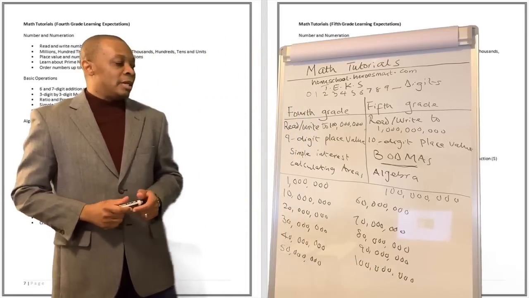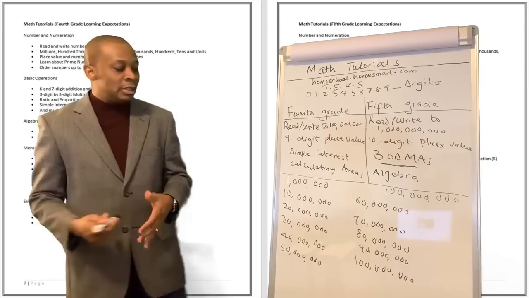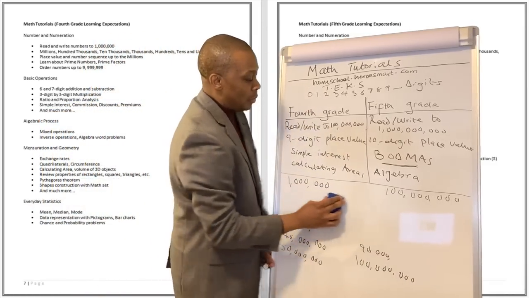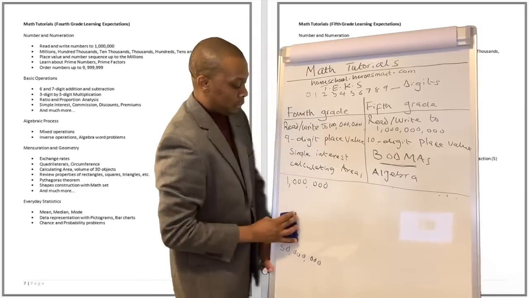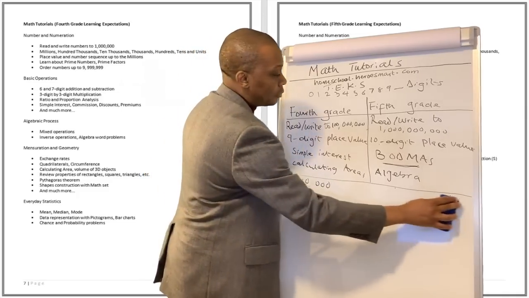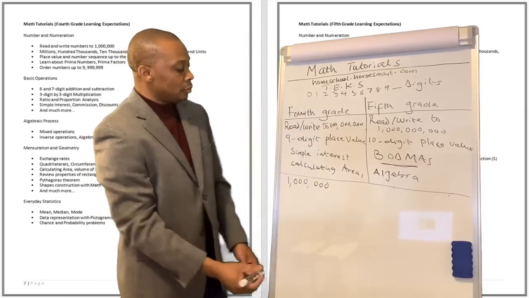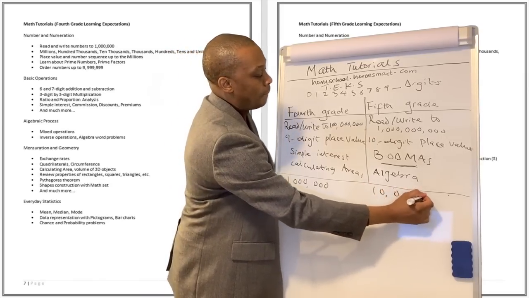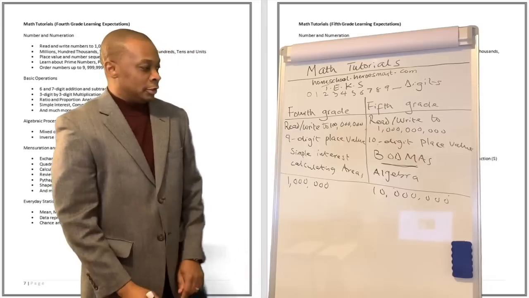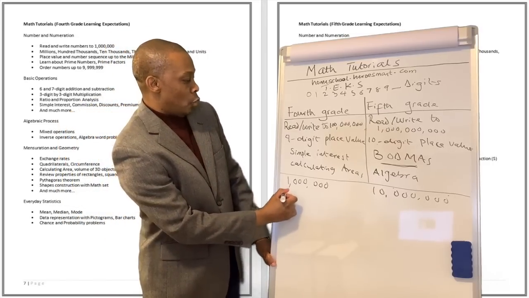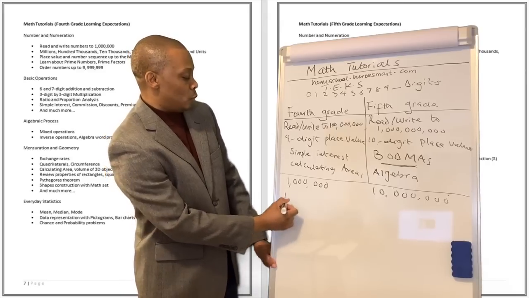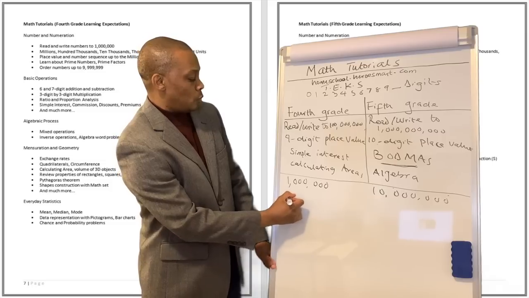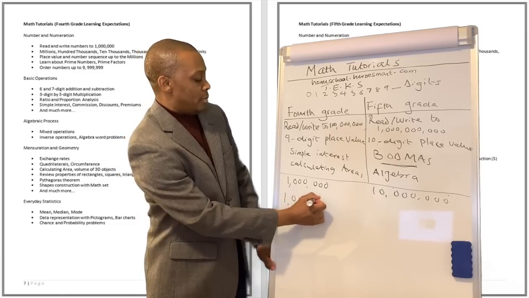Then you may want to teach them how to count by tens of millions. Let's try to do that. Let's assume we want to count from 1 million to 10 million, for example. You're going to tell them this is 1 million, and we're going to count by millions.